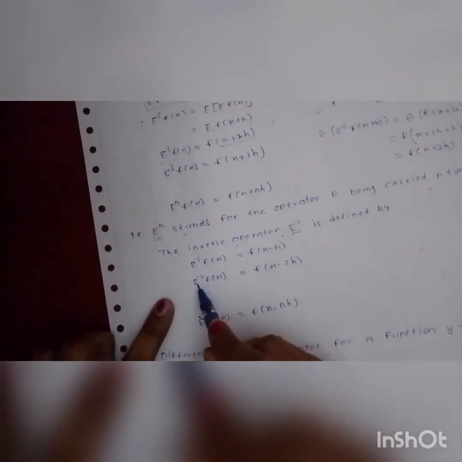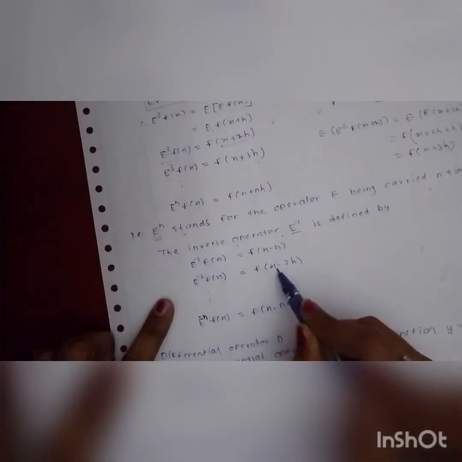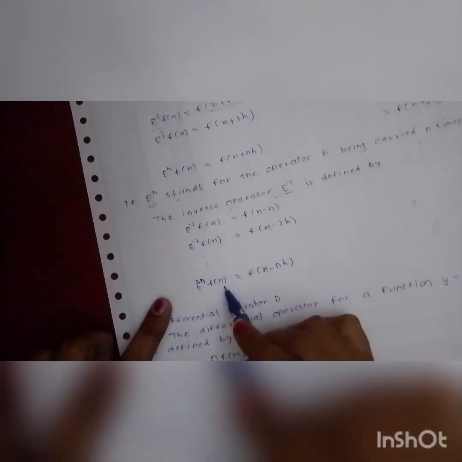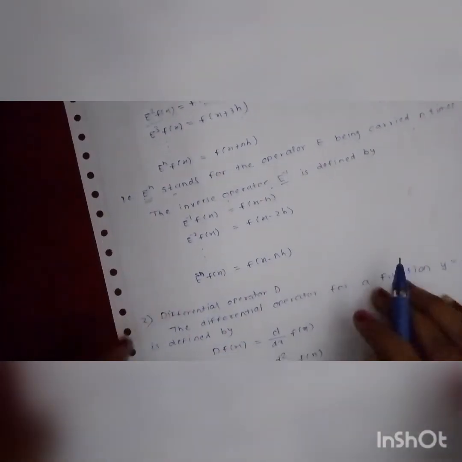Similarly, e raised to minus 2 f of x is f of x minus 2h, and so on, e raised to minus n f of x is f of x minus nh.